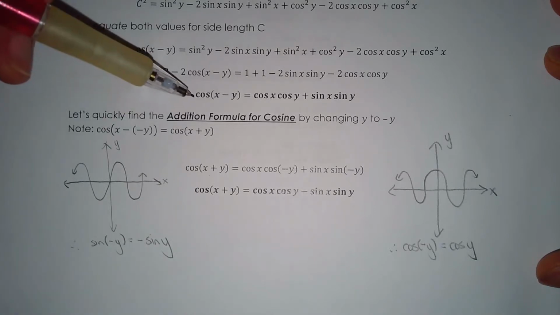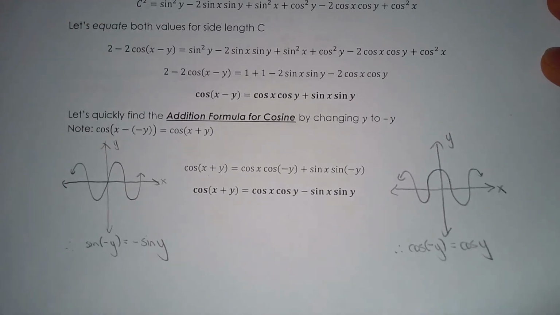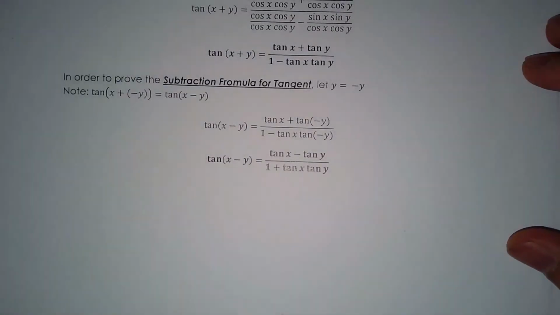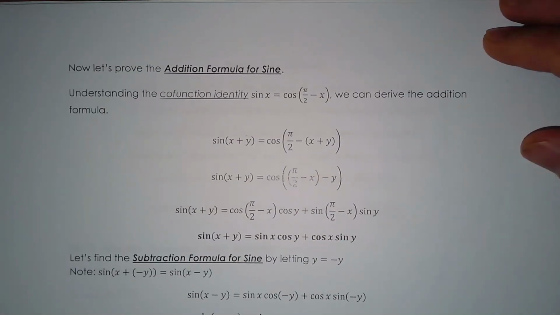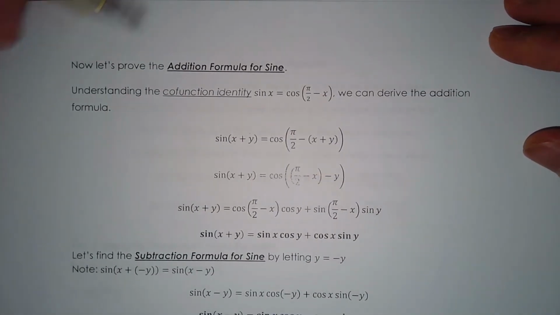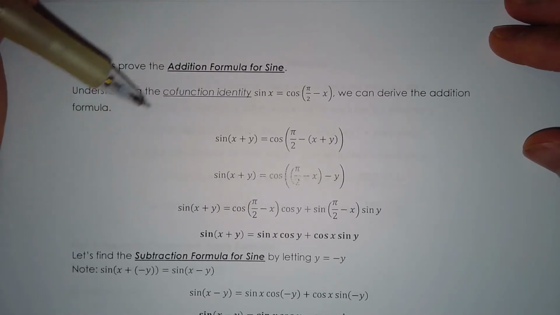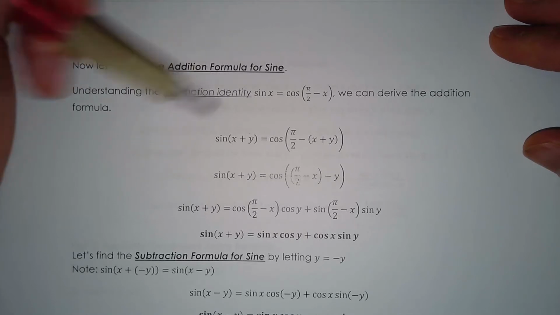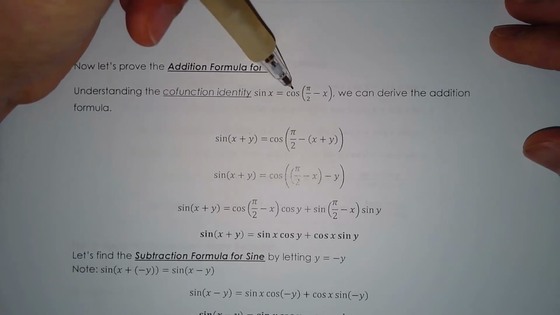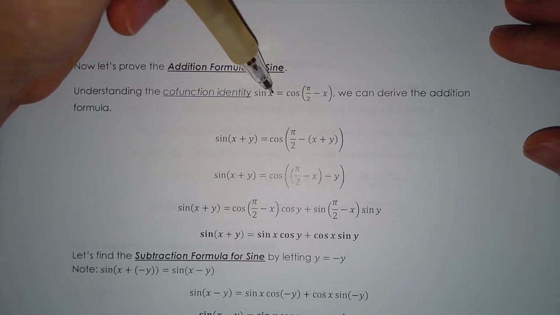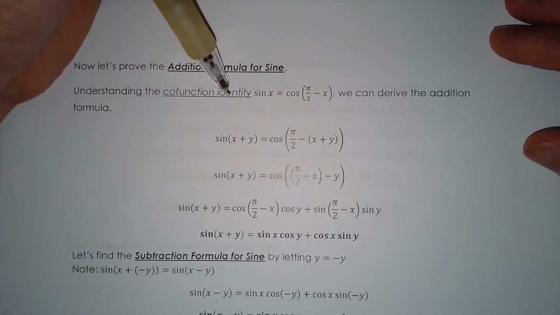Okay, so we have the addition and subtraction formula for cosine, but now we need to generate the addition and subtraction formula for sine. We can generate the addition formula for sine using the co-function identity to help us out. Hopefully remember sine x equals cos of pi over 2 minus x. This makes sense because pi over 2 minus x and x are complementary angles.